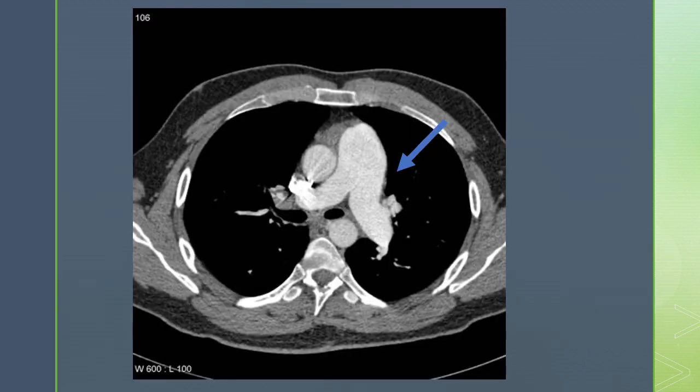CT scan, you can't miss this: enlarged pulmonary trunk more than the diameter of the corresponding ascending aorta. So these are the few signs and symptoms that can help establish a suspicion of pulmonary hypertension.